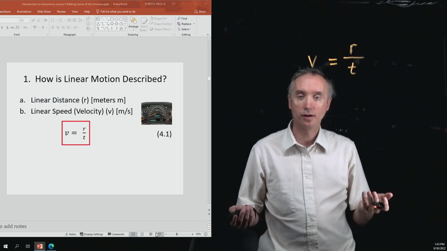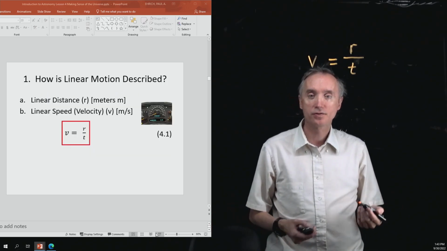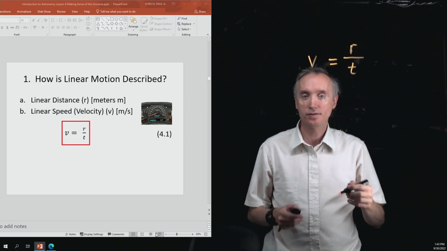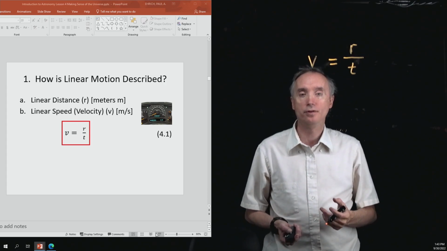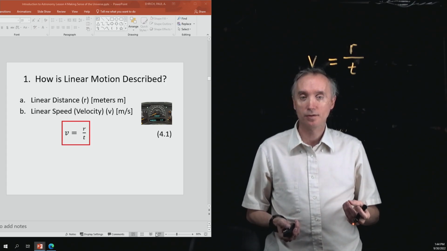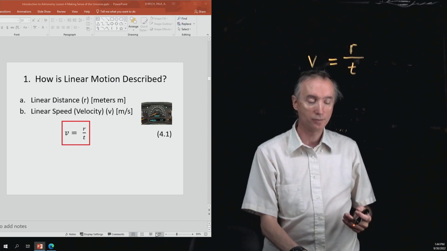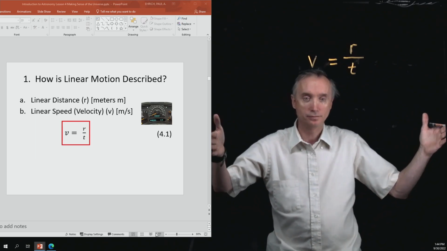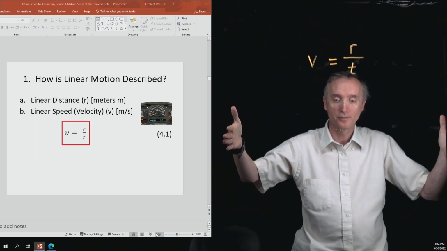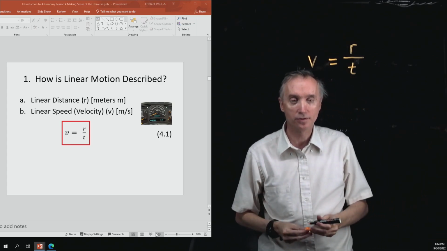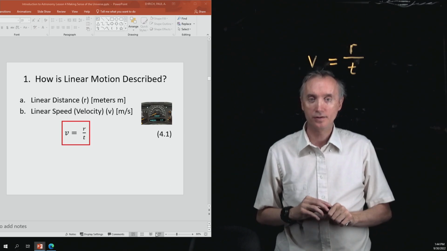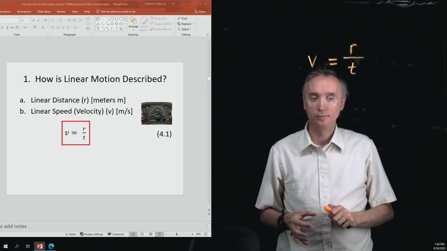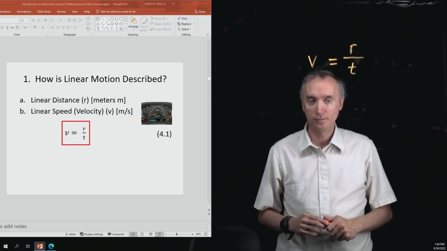Okay, so let's go to our next slide here. And there's our formula for speed. So linear distance, distance is going to be the letter R. And the official metric unit for distance is going to be the meter. And so a meter is about this big. Okay, so it's about the size of a yardstick, but a meter is a little bit bigger than a yard. So that is the official unit that is used in science when you're measuring distances.